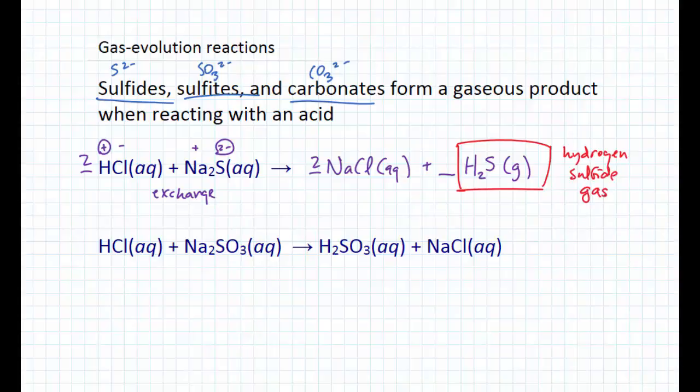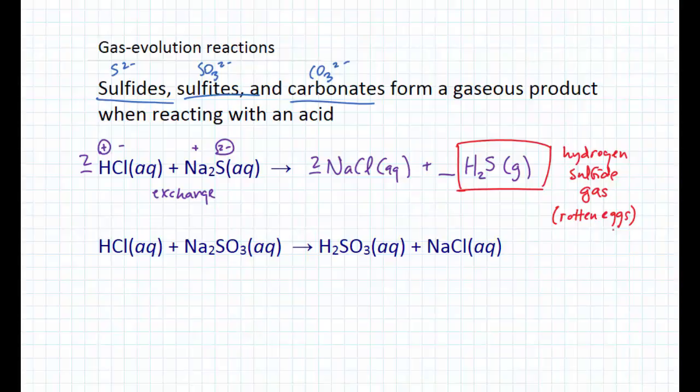Anybody know what hydrogen sulfide gas smells like? Rotten eggs. Yeah, it smells like rotten eggs. Okay. But there's a reaction that directly produces a gaseous product just through its exchange reaction. So that's why sulfides are on the list, because we got sodium sulfide reacting with an acid. Okay? We make hydrogen sulfide gas.